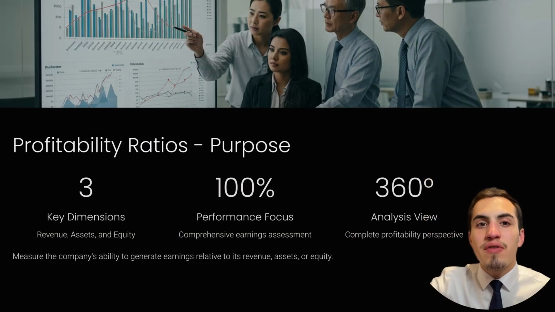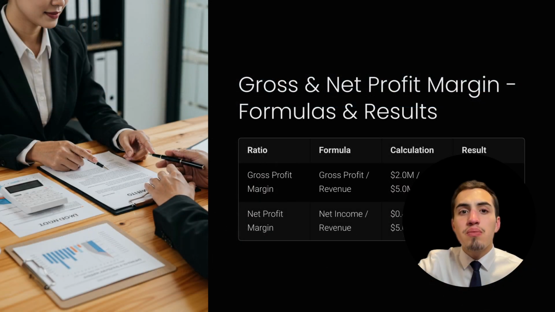Finally, let's touch on profitability ratios. These measure how effectively a company generates profit from its sales and investments. Two key margins are gross profit margin and net profit margin. The gross profit margin, calculated here as 40% for Omaha Manufacturing Inc., shows how much profit is kept from revenue after accounting for direct costs. The net profit margin, calculated as 8%, shows the final bottom line profit after all expenses, interest, and taxes are deducted.